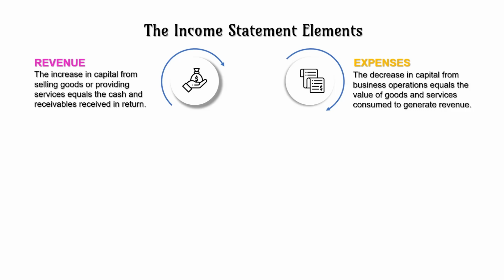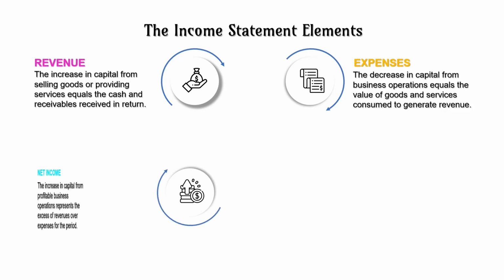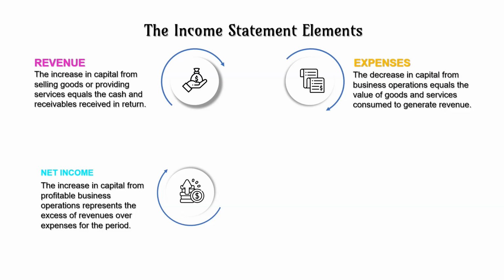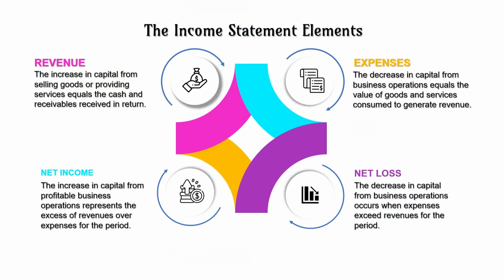The income statement's outcome can either be net income or net loss. Net income reflects increased capital from profitable operations, occurring when revenues exceed expenses for the accounting period. Conversely, net loss represents a decrease in capital occurring when expenses surpass revenues during the period. The two key components that drive net income are revenue and expenses. In essence, net income is calculated by subtracting expenses from revenue, revealing the company's profitability.